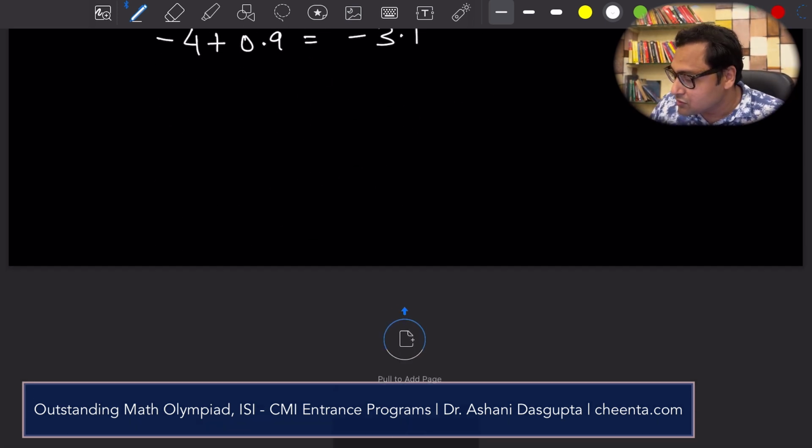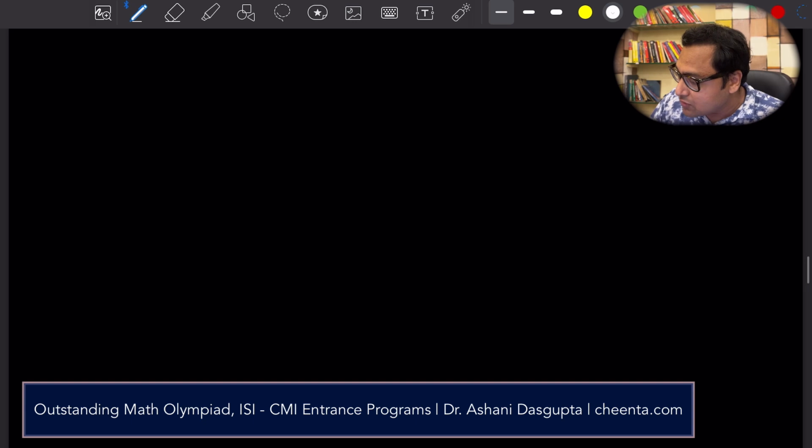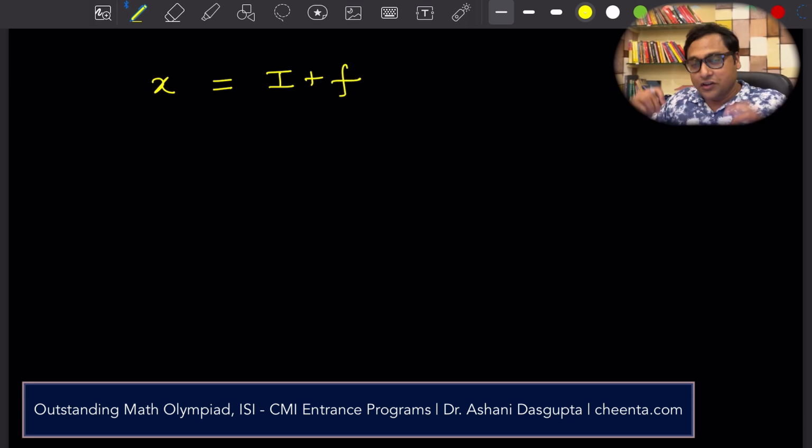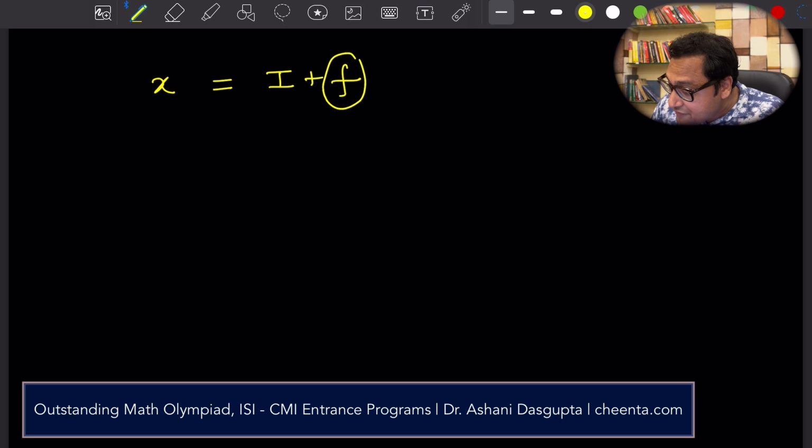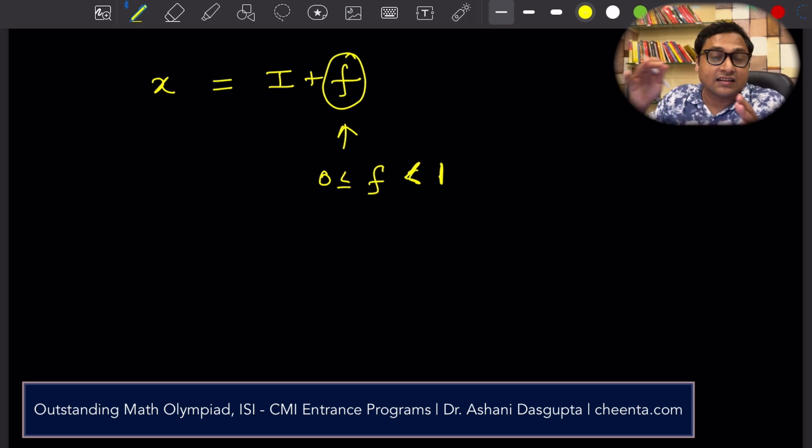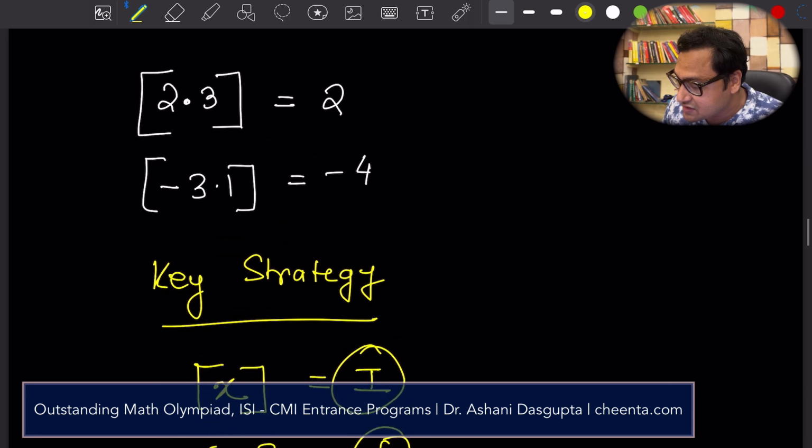Okay, so let me write it down. x is always equal to I plus f. You replace x by that. Keep in mind that f, the fractional part, is always between 0 and 1. It can't be 1. It's a little bit less, it should be less than 1. I could be negative or positive or 0. Okay, so that's the first concept, the greatest integer function.